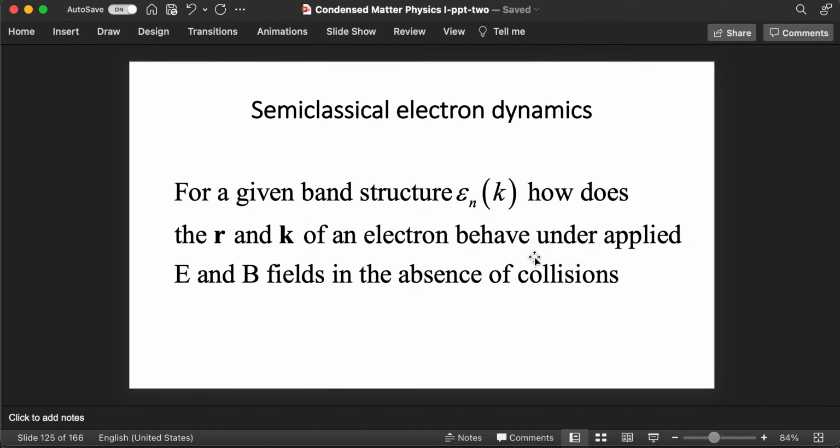So for a given band structure En of k, how do the position and momentum, or I should say the crystal momentum or the wave vector, of an electron behave under applied electric and magnetic fields without considering collisions? We will not consider scattering of any kind. We'll just assume that the lattice is static.